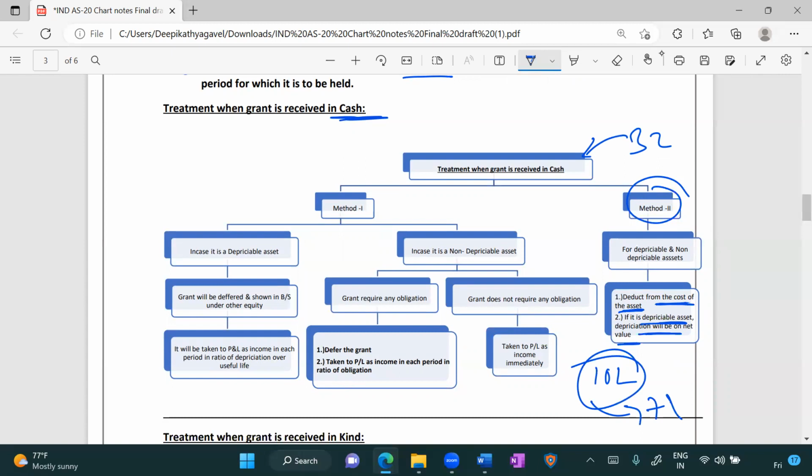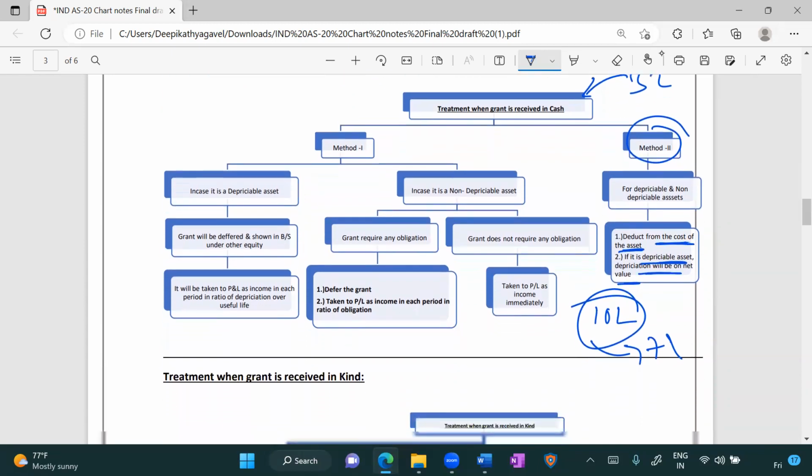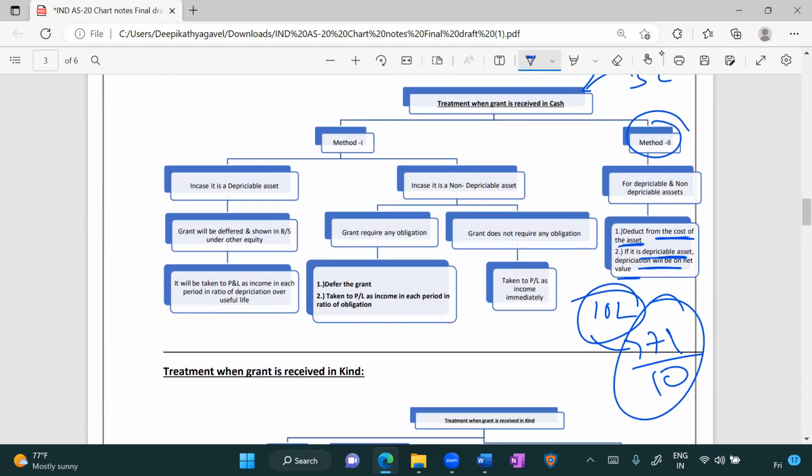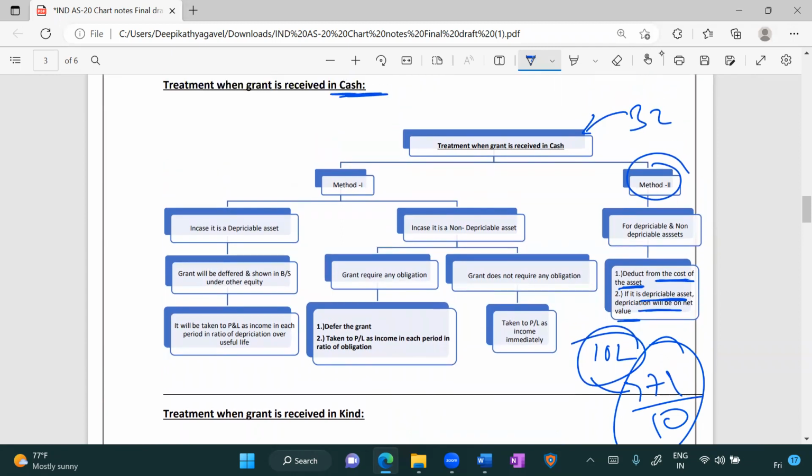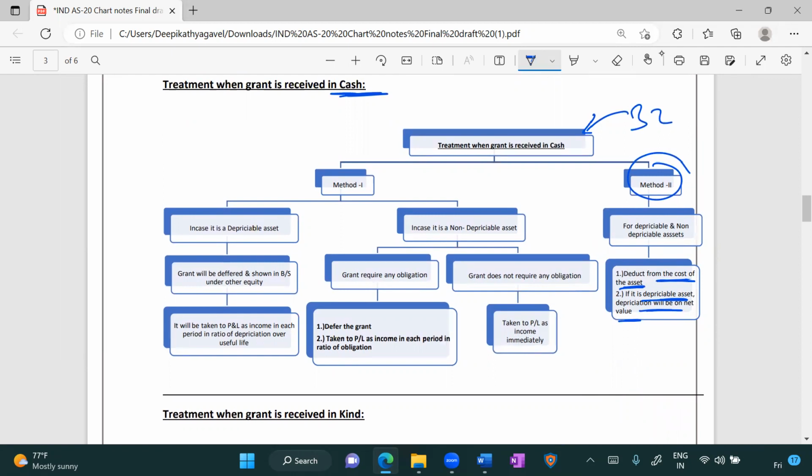Now let's suppose the asset's useful life is 10 years and depreciation is on a straight line basis. So the standard says your depreciation will be charged on this net value, right? This is your method number 2. Very easy. Directly deducted from the cost of the asset.